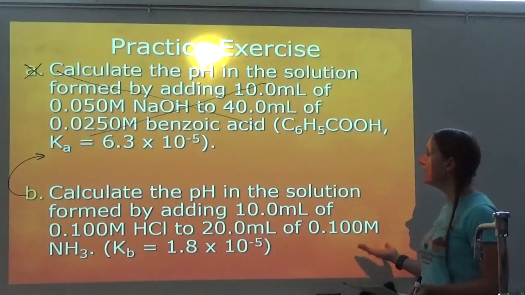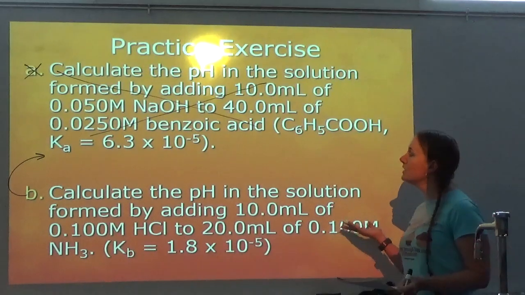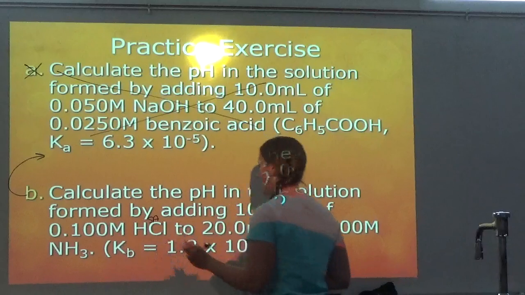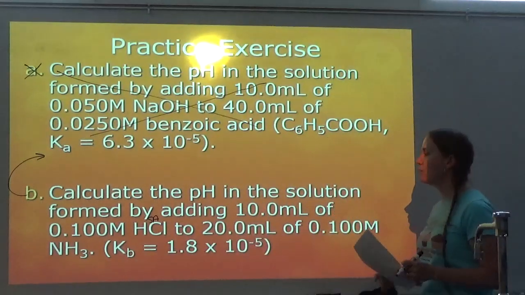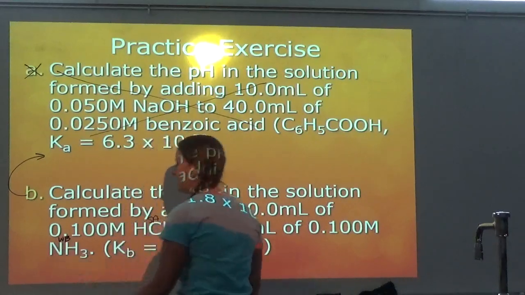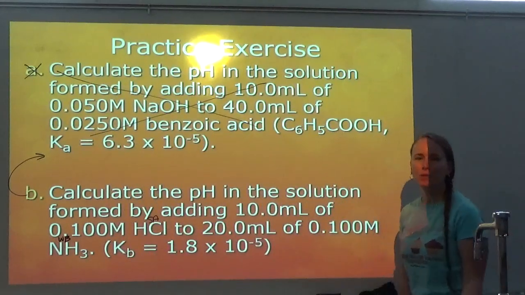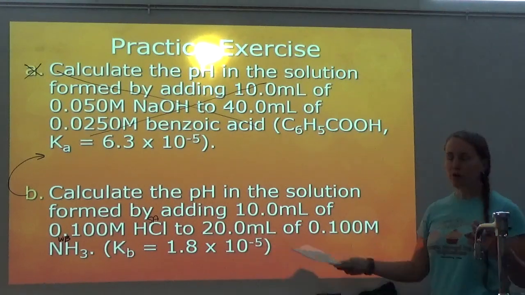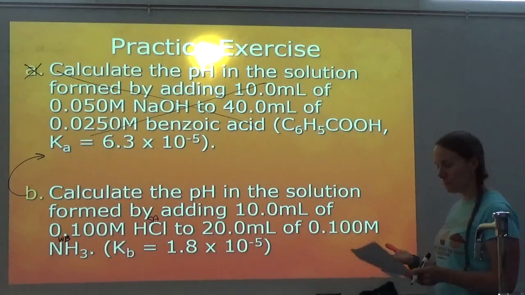It says calculate the pH in a solution formed by adding 10 milliliters of 0.1 molar HCl, so I have a strong acid, to 20 milliliters of 0.1 molar NH3. Remember, I told y'all NH3 is one of the most common weak bases that we'll see. Plus, it's not one of the strong bases, so it has to be a weak base. And then it gave me my Kb value of 1.8 times 10 to the negative 5.